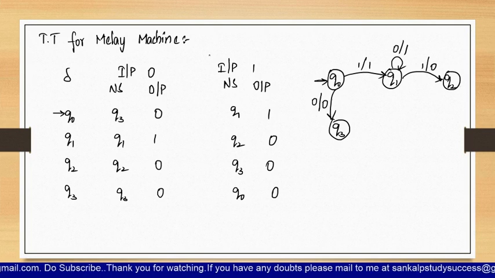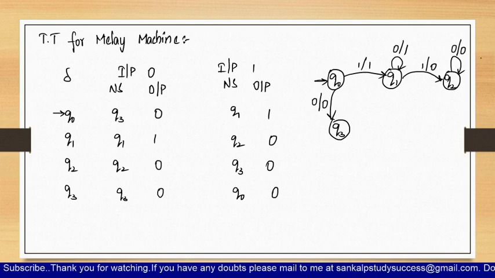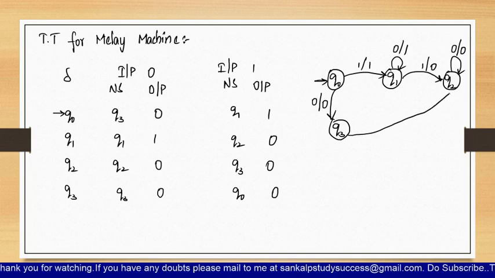So from Q2, if you apply 0, it goes to the same state, but the output is also 0. Now, by applying 1 to Q2, it goes to Q3. That means you have to draw it in this way. You can draw the diagram in any way, but the transitions should be correct. If you draw it horizontally or vertically, the transitions should still be correct.